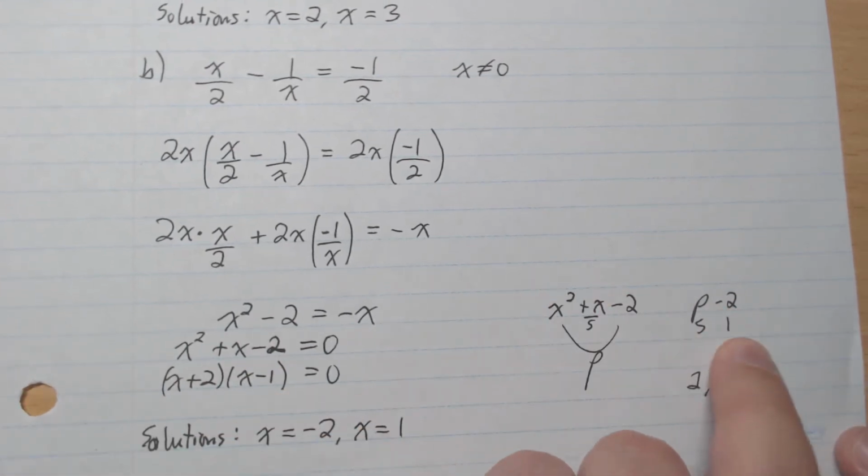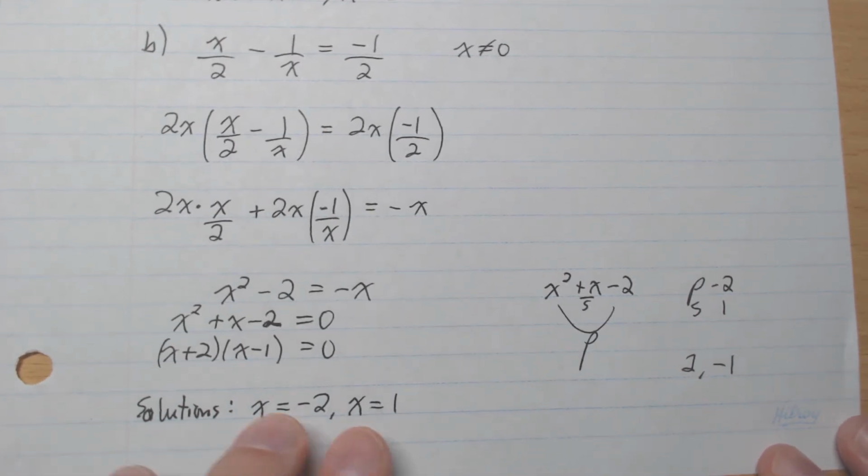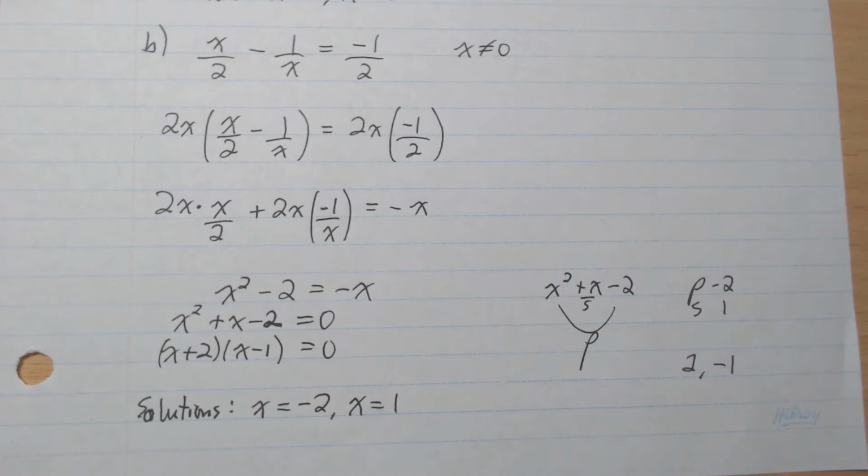Product negative 2, sum of 1. Those two numbers are 2 and negative 1. Plug that in: x plus 2 times x minus 1 equals 0. And so the solutions are, what do you plug in to get 0? So negative 2 and 1.